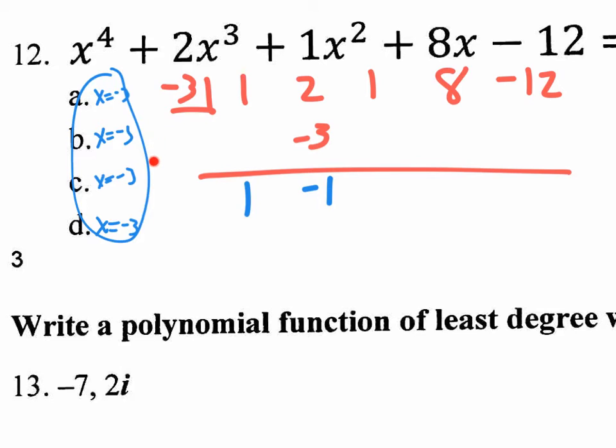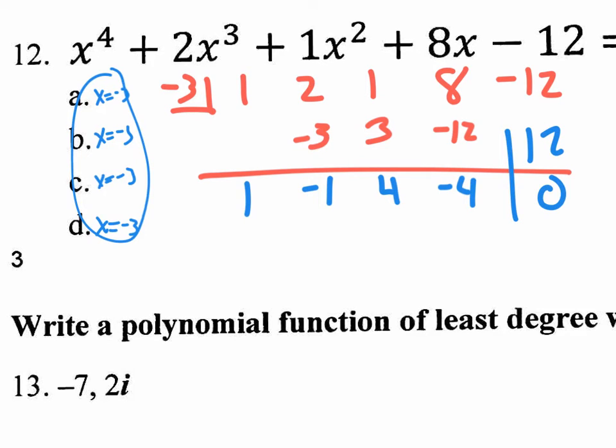As you go up, you multiply. Negative 3 times negative 1 is positive 3. As you go down, you add 1 plus 3 is 4. As you go up, you multiply. Negative 3 times 4 is negative 12. As you go down, you add positive 8 and negative 12 is negative 4. And as you go up, you multiply. Negative 3 times negative 4 is positive 12. And of course, the remainder is 0, but we already knew that.